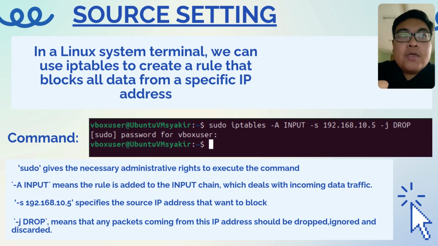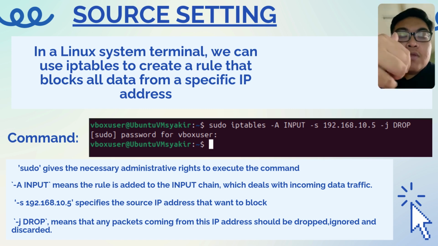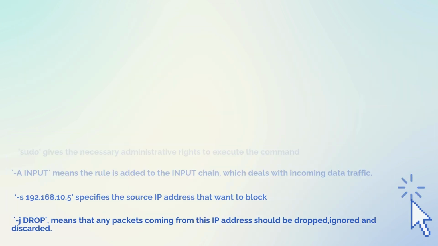Sudo gives the necessary administrator privileges to execute the command. -A INPUT means the rule is added to the input chain, which deals with incoming data traffic. -s specifies the source IP that we want to block. For example, -j DROP means that any packets coming from the IP address should be dropped, ignored and discarded.